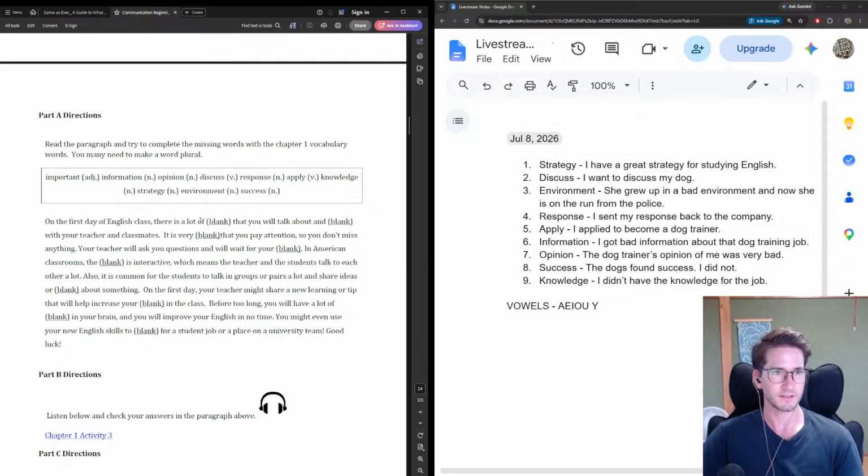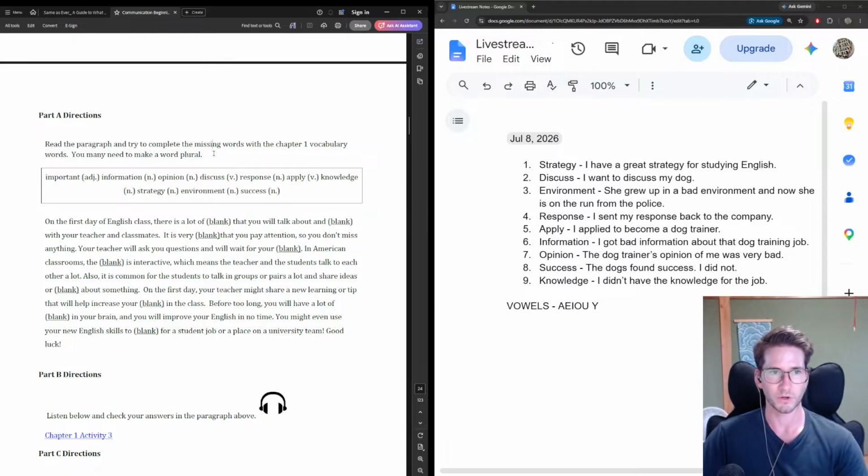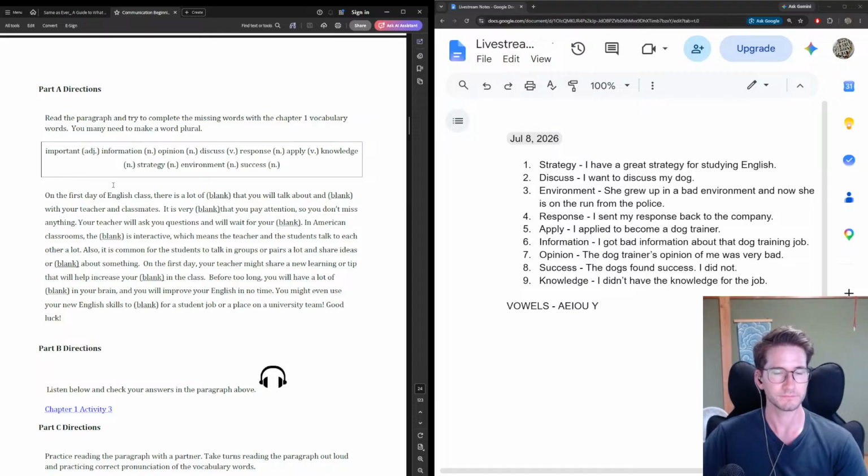All right. And we'll read this paragraph and try to complete the missing words with chapter 1 vocabulary words. You may need to make the word plural. Usually that means adding an S. Sometimes it can mean completely changing the end of the word. This would be a good time to pause if you'd like to do this yourself. And when you come back, we'll continue. Pause now. All right. Let's keep going.